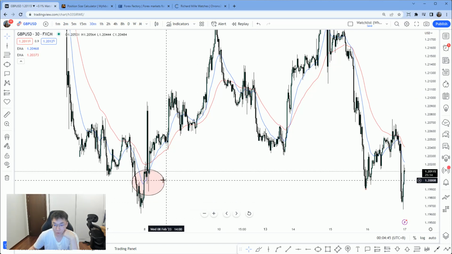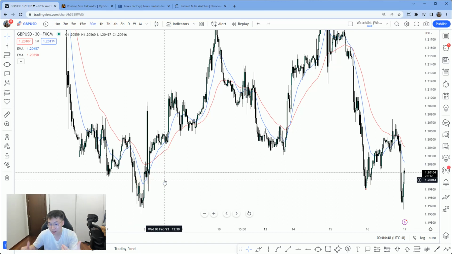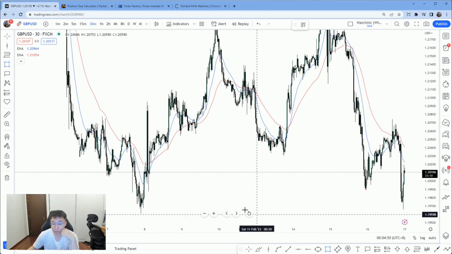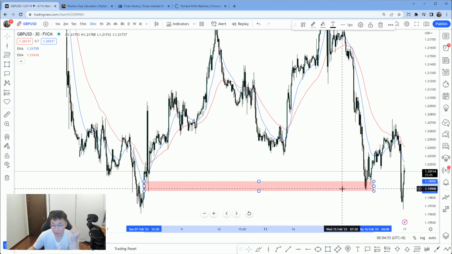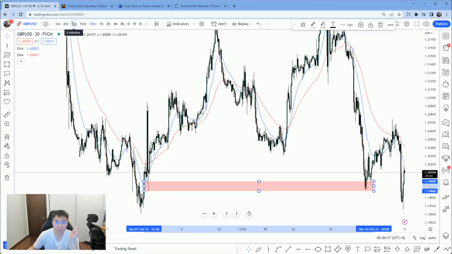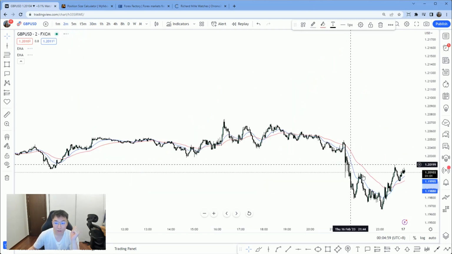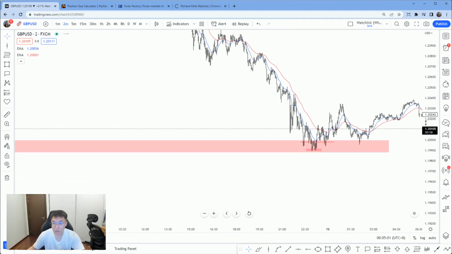So that's why I was relatively waiting for price to come back to see whether I'm going to see some sort of reaction that I can look to trade around this area. Then my entry trigger is based on the 2-minute chart.